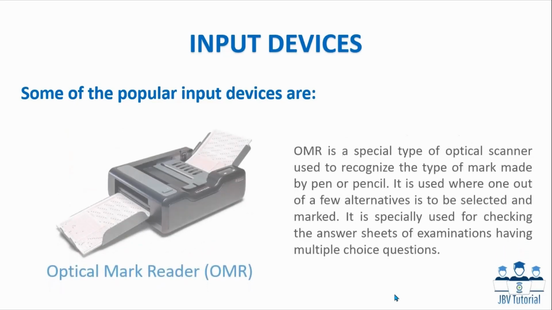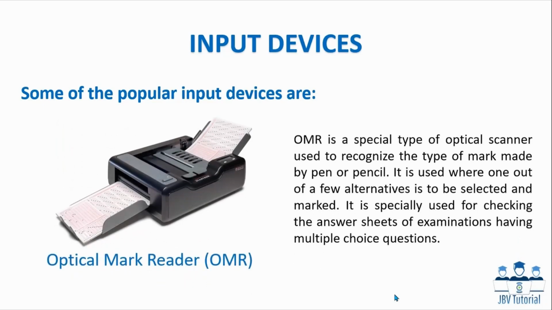12. Optical Mark Reader (OMR). OMR is a special type of optical scanner used to recognize the type of mark made by pen or pencil. It is used where one out of a few alternatives is to be selected and marked. It is specially used for checking the answer sheets of examinations having multiple choice questions.